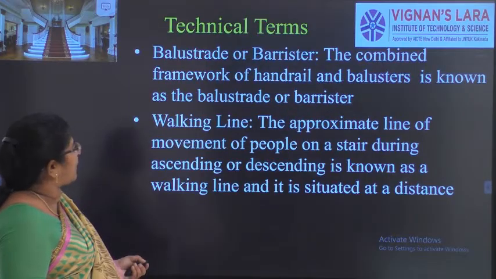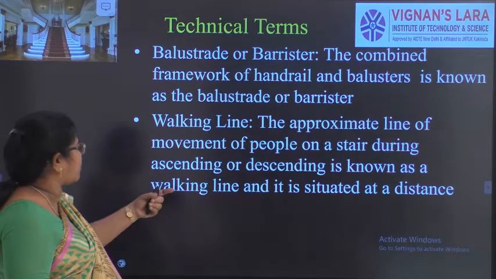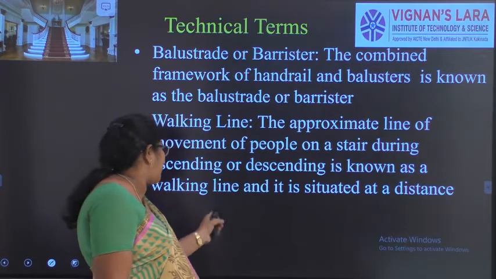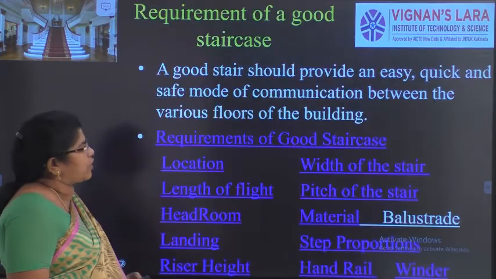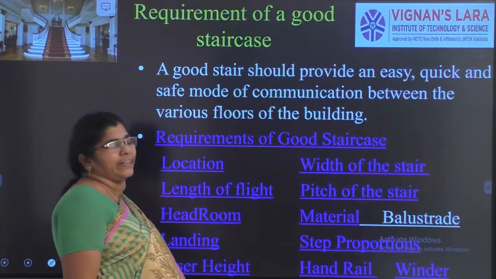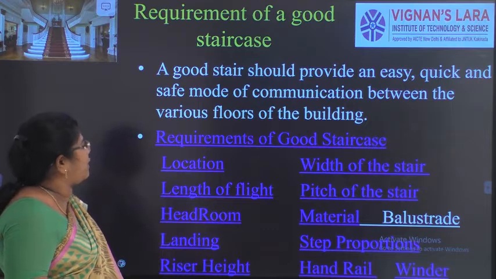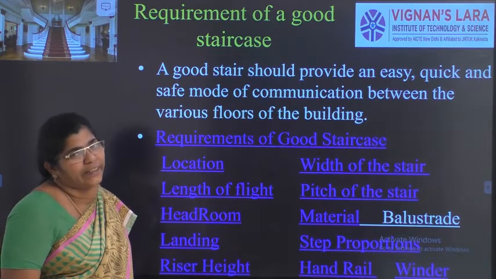So baluster we have said. Walking line is the approximate line of movement of people on a stair during ascending or descending. It is known as a walking line. So how much line they are taking to walk up and down, we call a walking line. Now we are going for what is the requirement of a good staircase.